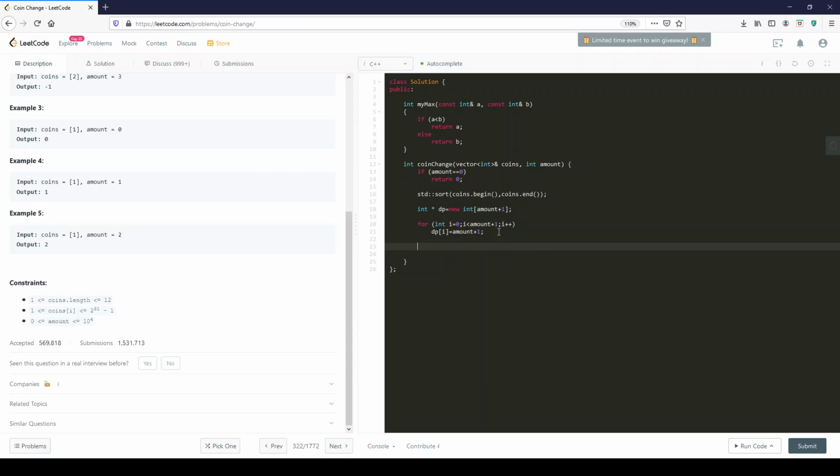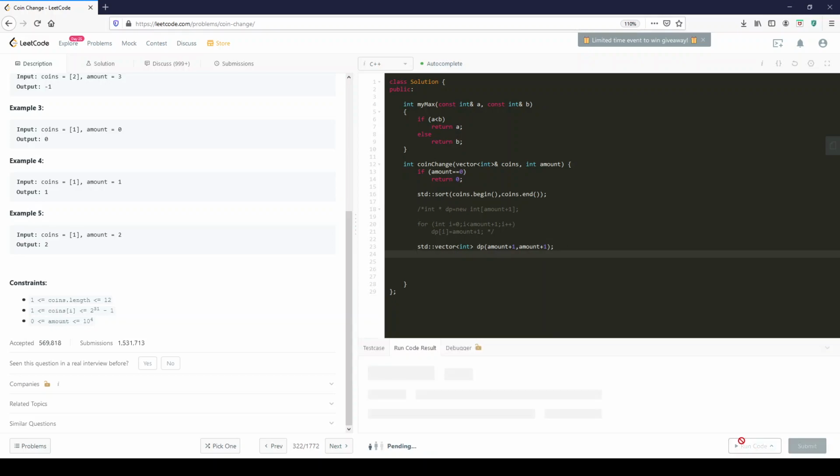Now, okay, you know what? Instead of having it with a dynamic array, let's blank that out over here. Let's take advantage of the standard library. Let's make this a vector, which instead of these 3 lines, we could do it all in 1 line. Let's call this vector dp, and we can initialize it at size amount plus 1, and we could initialize every value to amount plus 1. And I believe that's how we do that.